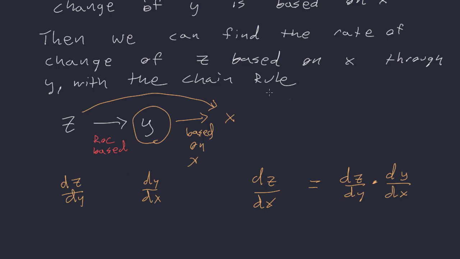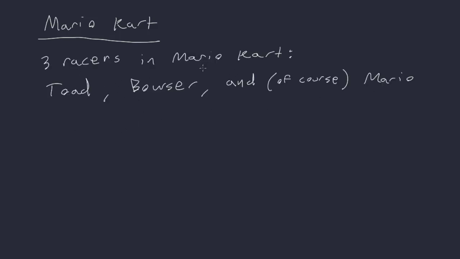Okay, now here's an example I like to use to sort of explain what's going on here. I like to use Mario Kart. Of course, you can use any sort of racing game or whatever. It doesn't matter that much. But I like Mario Kart because I can say, let's say we're talking about 3 racers in Mario Kart. Let's say Toad, Bowser, and of course Mario.